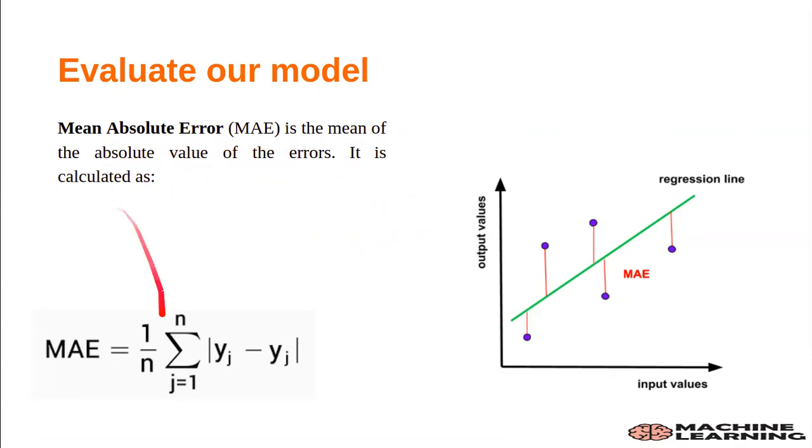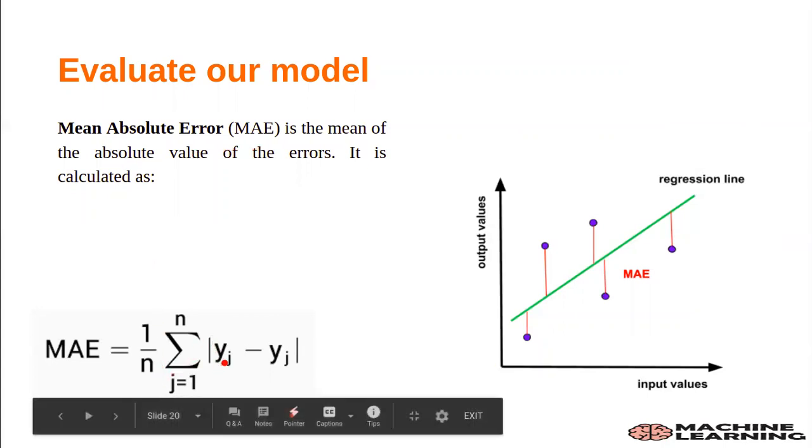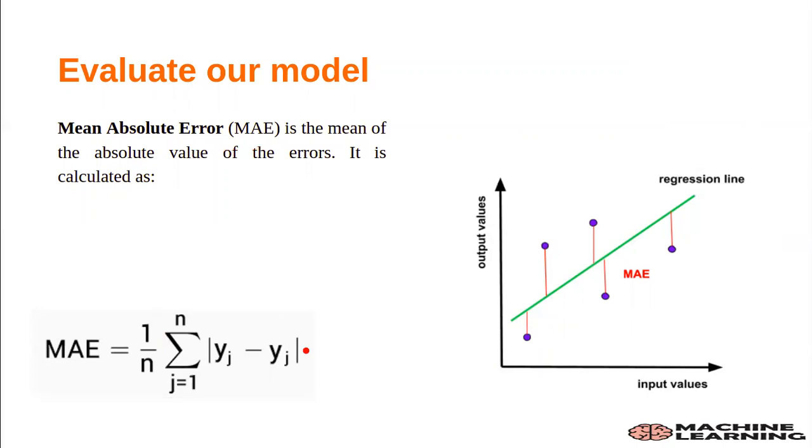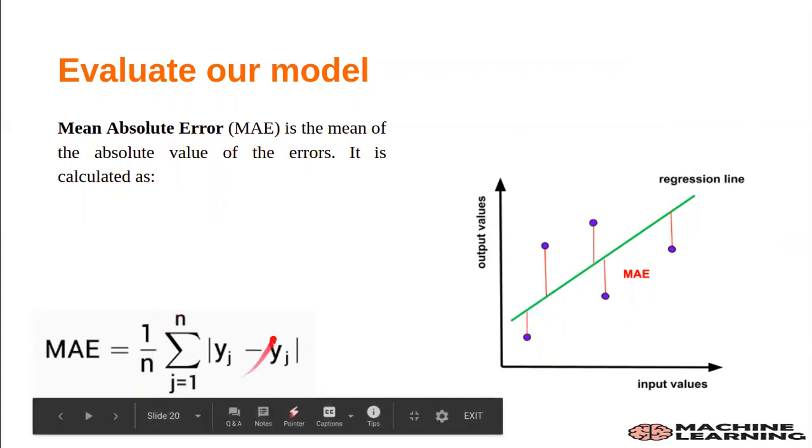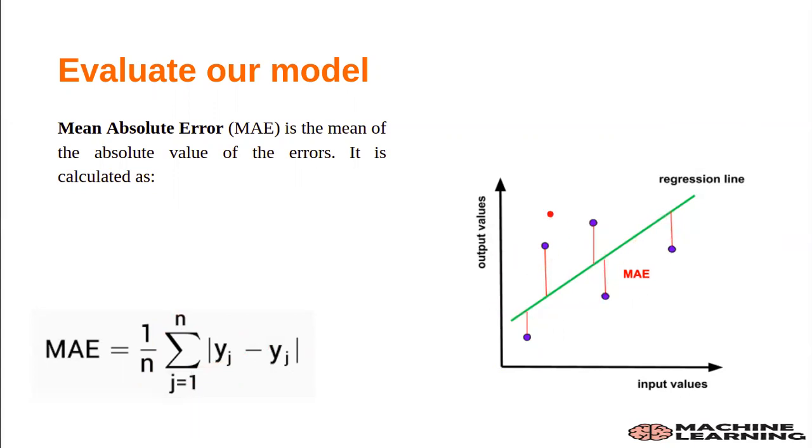It is calculated as 1 upon n, sum of |actual minus predicted|, where mod means absolute, a mathematical function. Gathering all the points and dividing by n, meaning how many data points you have. You directly take the distance, the errors, from actual minus predicted.